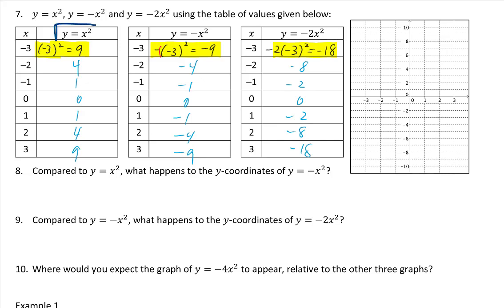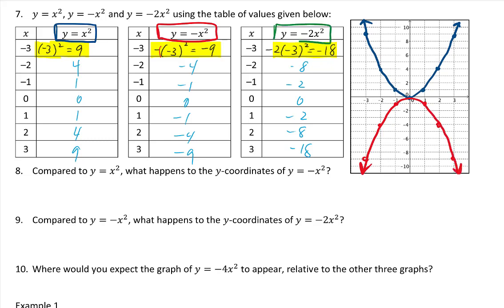So with the table of values, I'm going to graph y equals x squared in blue. So here is y equals x squared. Next, I'm going to graph y equals negative x squared in red. Notice it's like a mirror image of the blue graph. And y equals negative 2x squared, again, is a narrower version of y equals negative x squared.